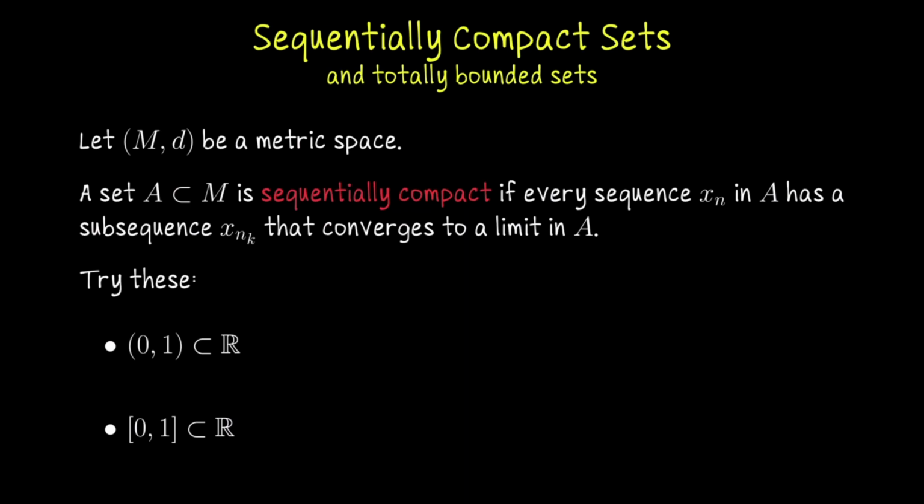In this video, we are going to talk about sequentially compact sets in a metric space, together with a related property called total boundedness. So imagine that we're working in some metric space where M is the set and D is our notion of distance.